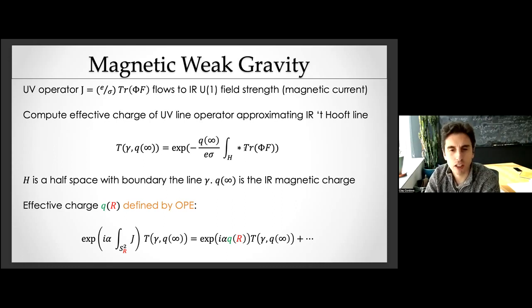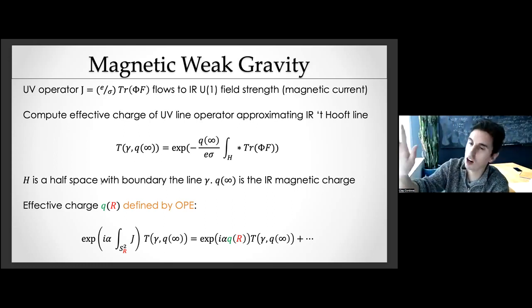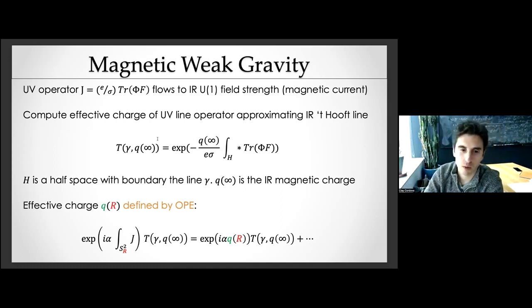So you could think that at long distances this is like integrating star of the IR field strength over this half space. And so by integration by parts, that defines a 't Hooft line. In the same way that you can define a Wilson line by integrating F over a half space, you also define a 't Hooft line by integrating star F over a half space. And that's what's happening in this formula. So this is a well-defined UV line operator that approximates the infrared 't Hooft line. And Q at infinity, this number, is the magnetic charge seen by the infrared observer.